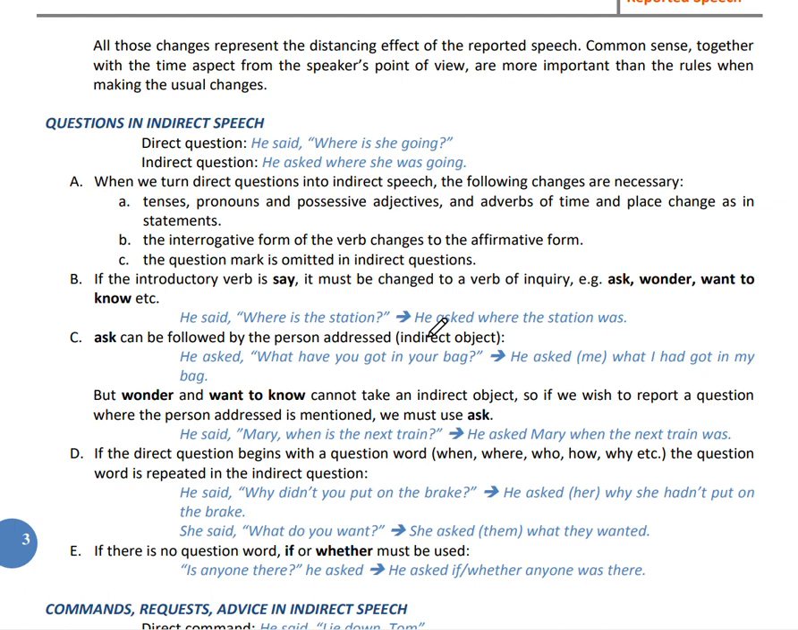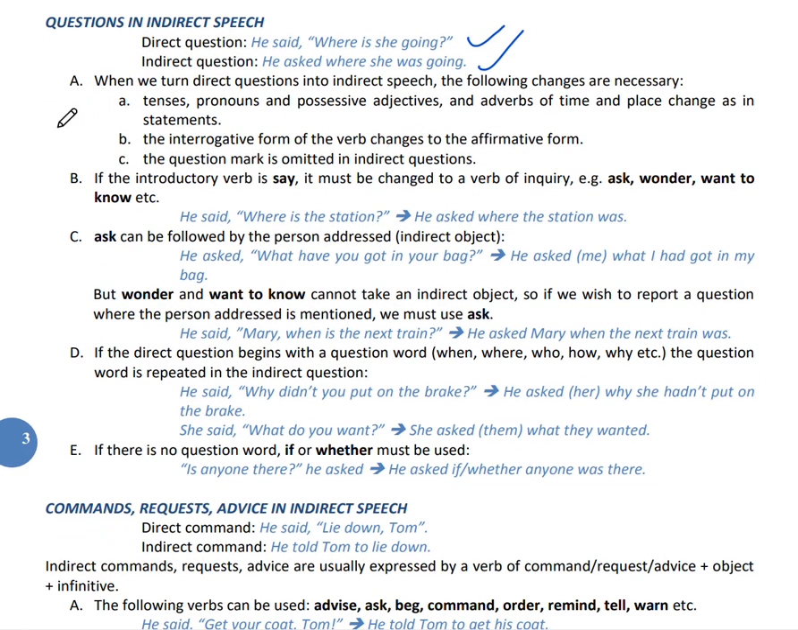Let's look at it. Now, in direct question, it is said as, he said, "Where is she going?" So, in indirect speech, it is said as he asked where she was going. So, this is indirect: he asked where she was going. Great. And now, if you can see, when we turn direct questions into indirect speech, the following changes are necessary.